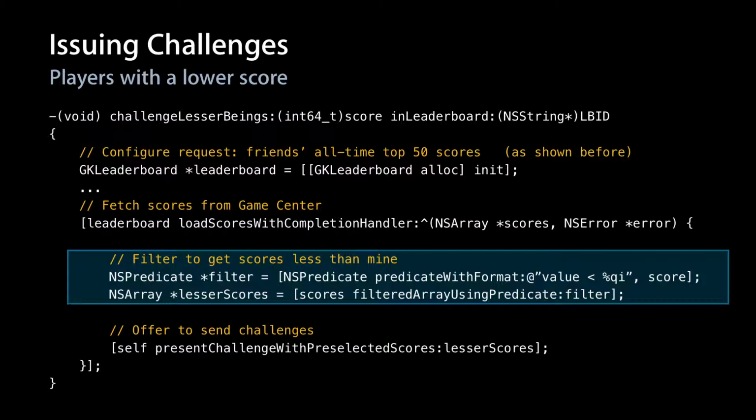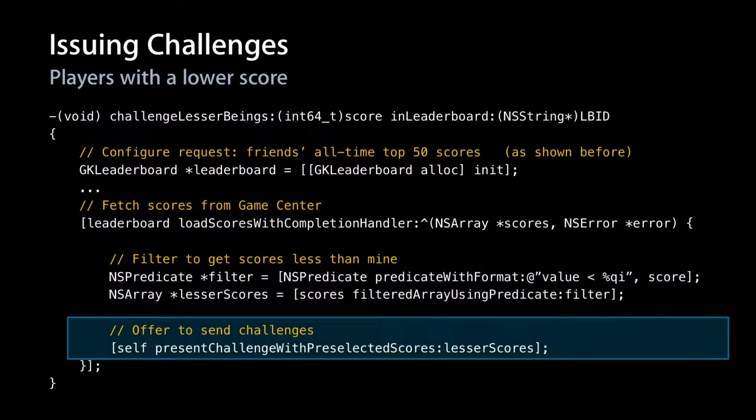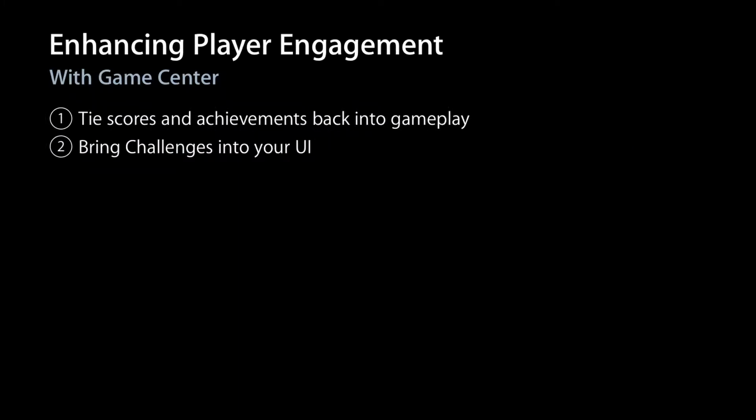Now, once I have that array of scores, it's pretty simple to go through the array and find the scores that are lower than the one I just did. One real easy way to do it is to set up an NSPredicate. With NSPredicate predicateWithFormat, I specify that the value is less than what I pass in, which is the score I just earned. And I can then use the NSArray method filteredArrayUsingPredicate to give me back a new array with just the scores lower than mine. Probably the first element in that array is going to be the one closest to mine, and that might be who I would issue a challenge to, right?